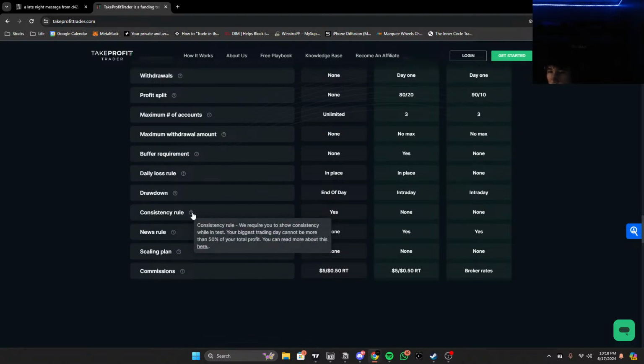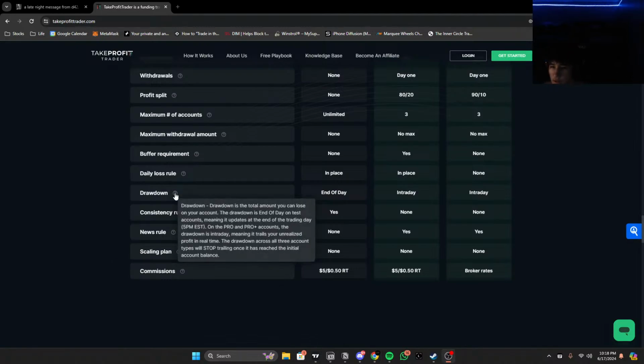Yeah, you can't make more than 50%, which is basically for a 50k, you can't make more than 1.5k in one day. But for the Pro accounts, you can make as much as you want. So you could just hold out a trade, make 8k, and withdraw all of it. Okay. Can you hover over the drawdown? Because it says end of day, but then intraday on the drawdown. Yeah, okay, so end of day, here, you could read this.